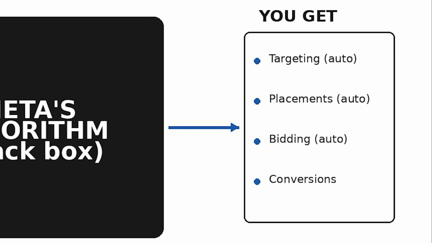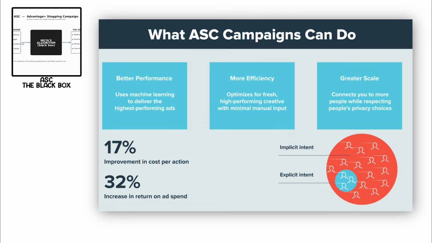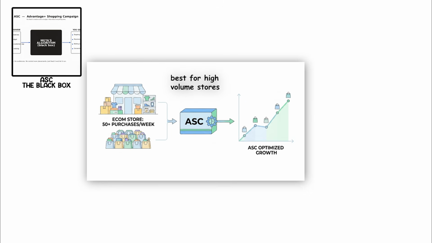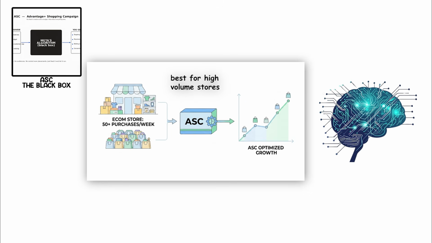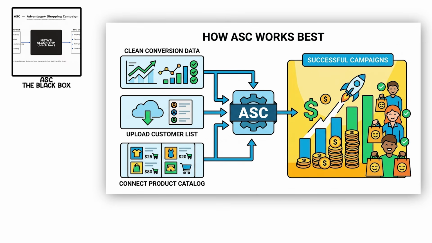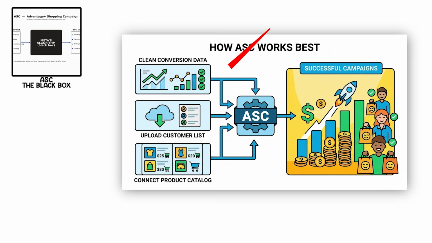Targeting, placements, bidding. Internal metadata shows ASC delivers 17% lower cost per acquisition than manual campaigns. And for e-commerce accounts pulling in more than 50 purchases a week, ASC has basically become the default. It's the campaign type Meta pushes hardest because it gives them the most control. And here's where you have to be careful. ASC works incredibly well when you have clean conversion data, an existing customer list uploaded, and a real product catalog connected. It tanks when any of those are missing.